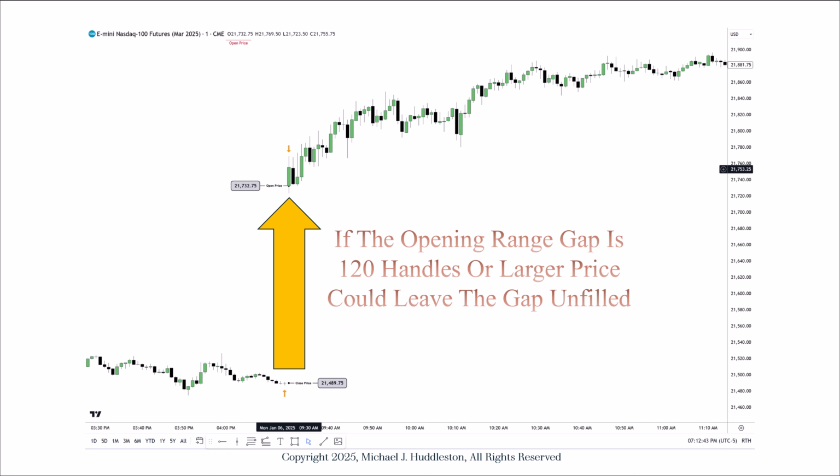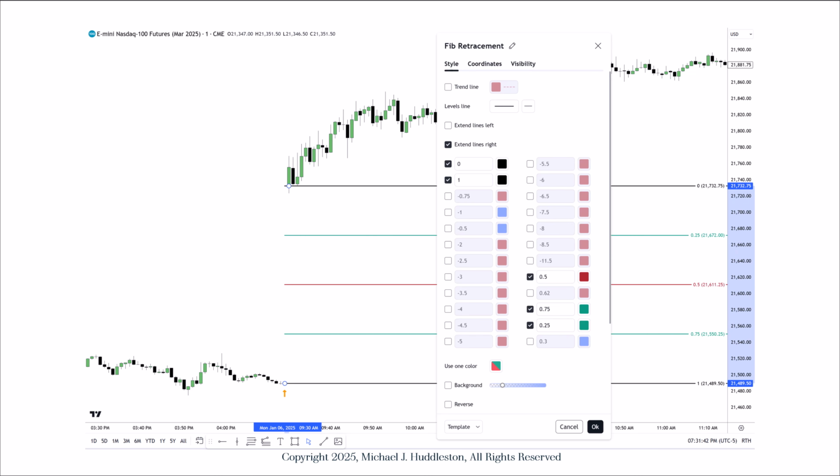The opening range gap is 120 handles or larger, price could leave the gap unfilled. When you have a premium opening range gap, you're going to take your Fibonacci, and these are the fib settings, that way you can have a quick reference point. You're going to take the fib and anchor it to the previous settlement price at regular trading hours at 4:14 on a 1 minute chart. You're going to drag the Fibonacci up to the opening price the next trading day at 9:30 Eastern time.